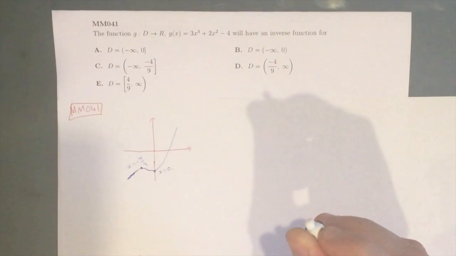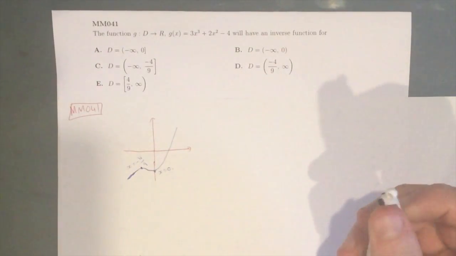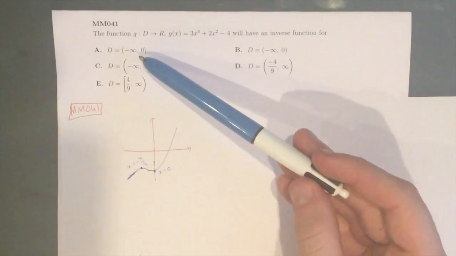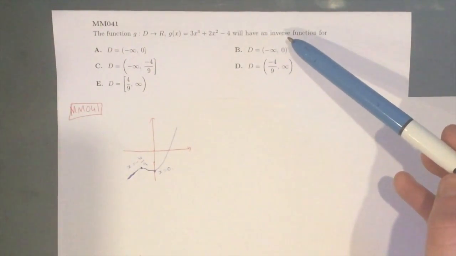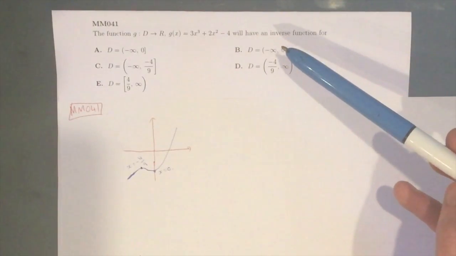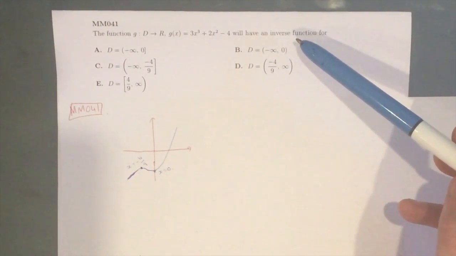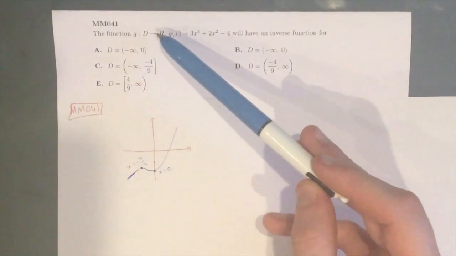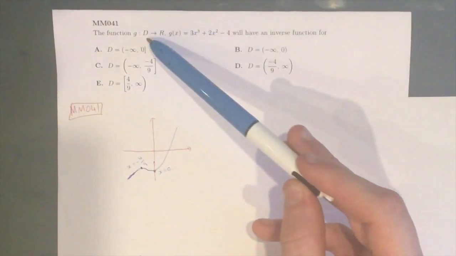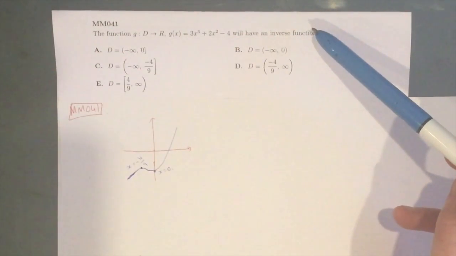And the answer is this. An inverse will only exist for a function as long as the domain of the original function is restricted such that the inverse function will be a one-to-one function. So I'll repeat that. The domain of the original function, d, must create an inverse function that is one-to-one.